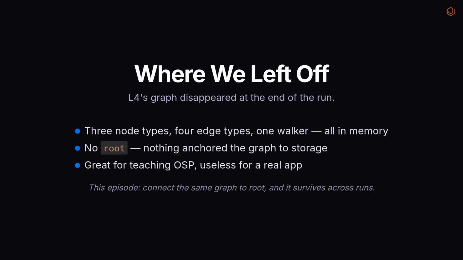Quick recap. In lesson 4, we built a small graph in the entry block. 3 node types, 4 edge types, 1 dummy walker. It all worked, but as soon as the program ended, the graph was gone. Great for teaching OSP, useless for a real app. Today we fix that with a single new idea.